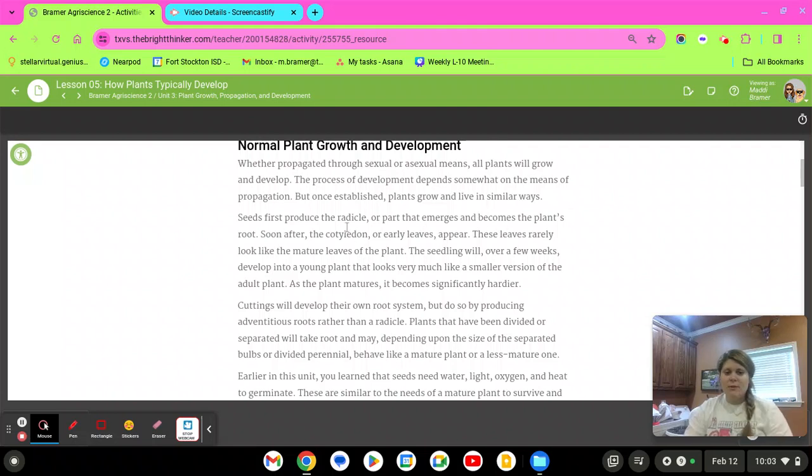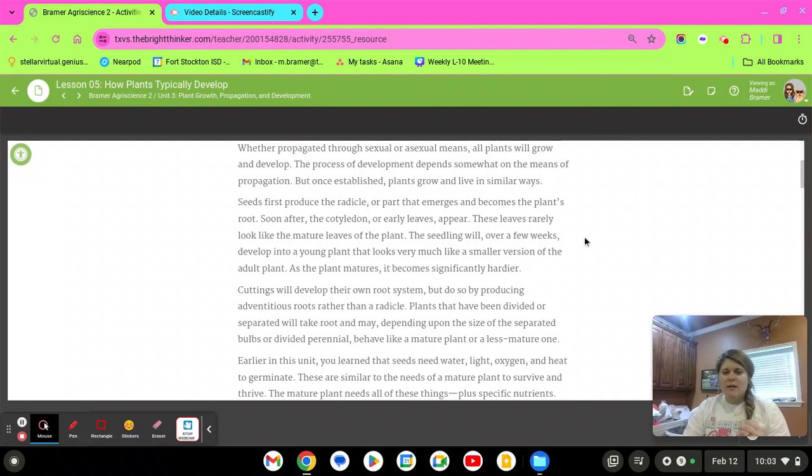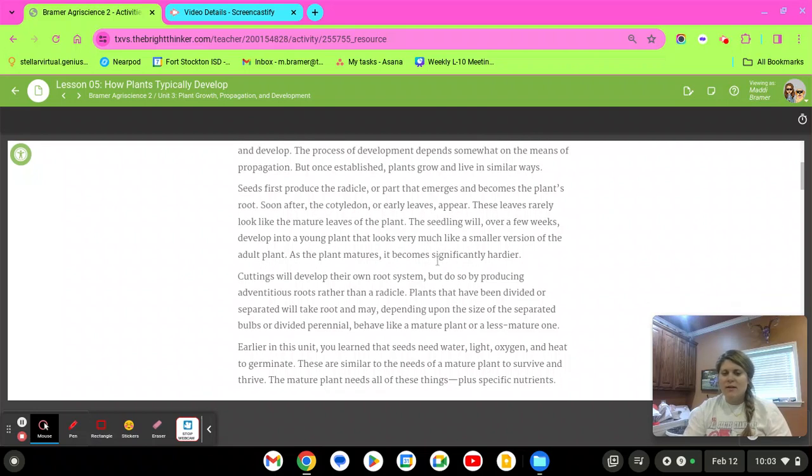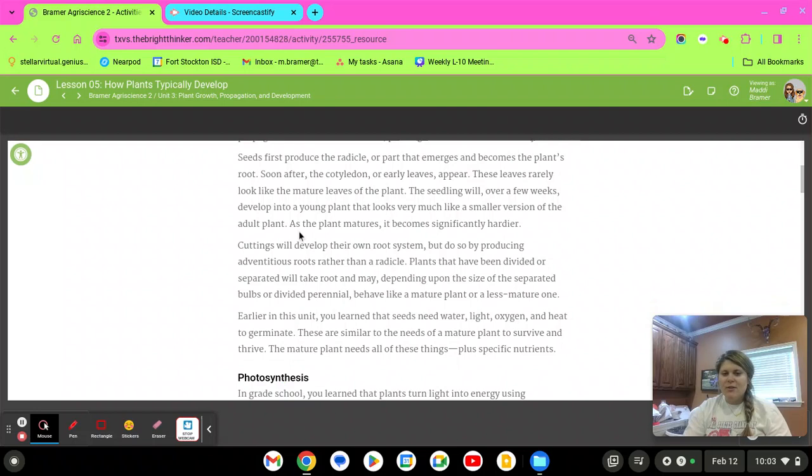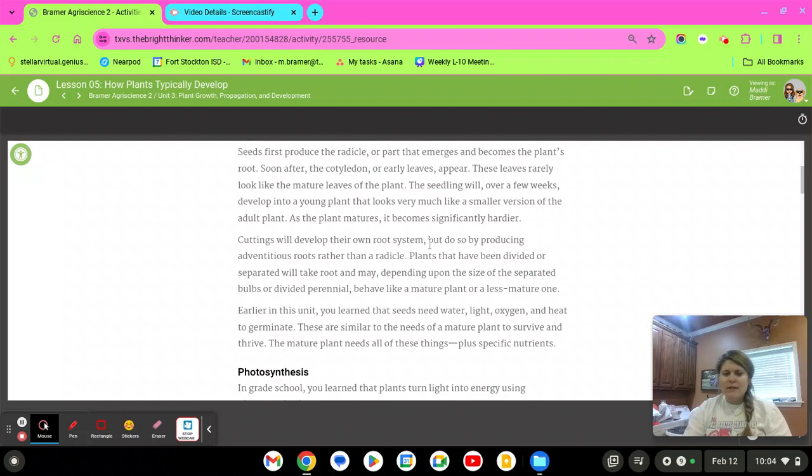First, seeds produce the radicle, which is the part that emerges as the root, that hard green stem-like part. Soon after, the cotyledons, which are early leaves, appear. These leaves rarely look like the mature leaves of the plant, so they look a lot different than when the plant gets older. These are called seedlings. Over a few weeks, it will develop into a young plant that looks like a tiny version of the adult plant. As it matures, it becomes hardier, which means it's more durable.